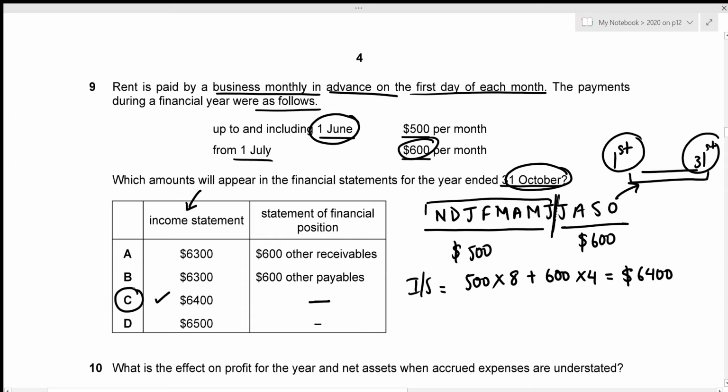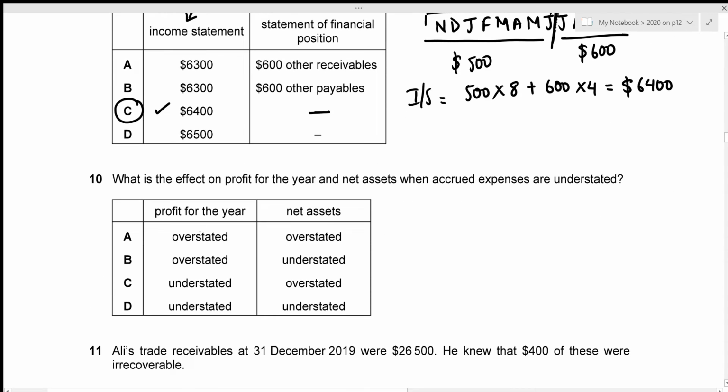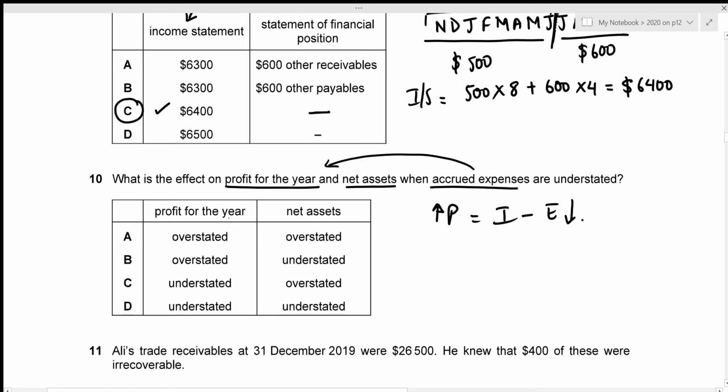Now we can move towards question number 10. What is the effect on profit for the year and net assets when accrued expenses are understated? Alright, accrued expenses are the expenses which should be included while calculating the profit for the year, right? But if expenses are understated, we know that profit is just income minus expenses. If expenses are understated, this will mean that the profit will be overstated, right? So for profit for the year, it's going to be overstated, which is given in option A and B.